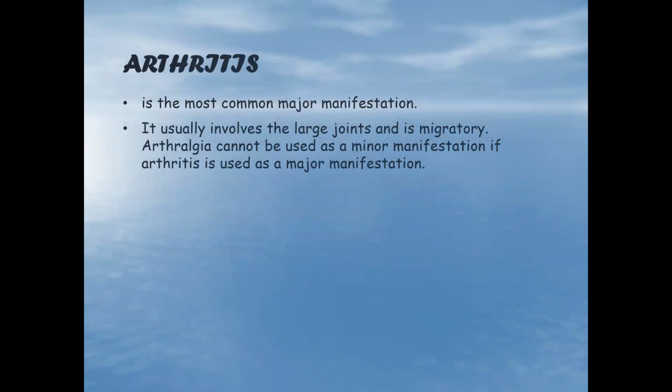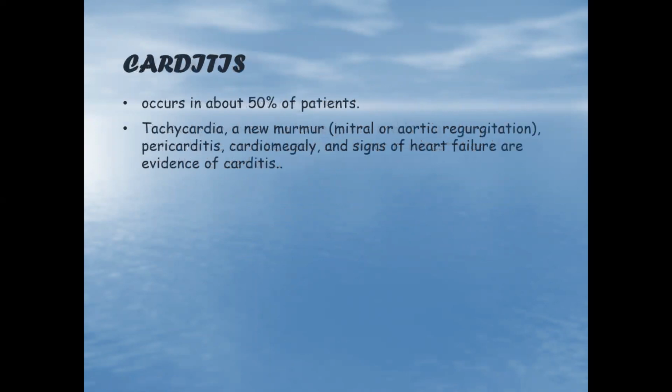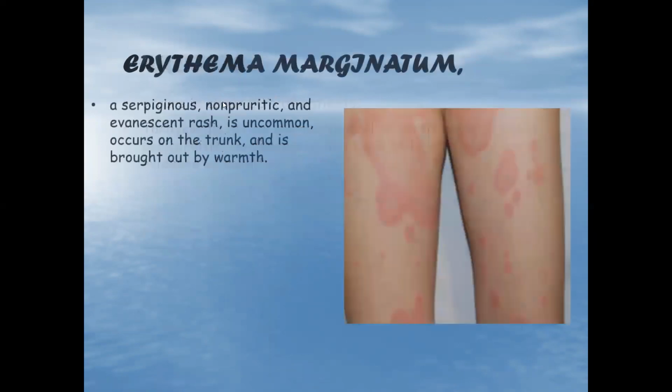So arthritis, this is the most common major manifestation. It usually involves large joints and is migratory. Arthralgia cannot be used as a minor manifestation if arthritis is used as a major manifestation, okay? Carditis, this occurs in about 50% of patients, presents with tachycardia, a new murmur, mitral or aortic regurgitation, pericarditis, cardiomegaly, and signs of heart failure and evidence of carditis.